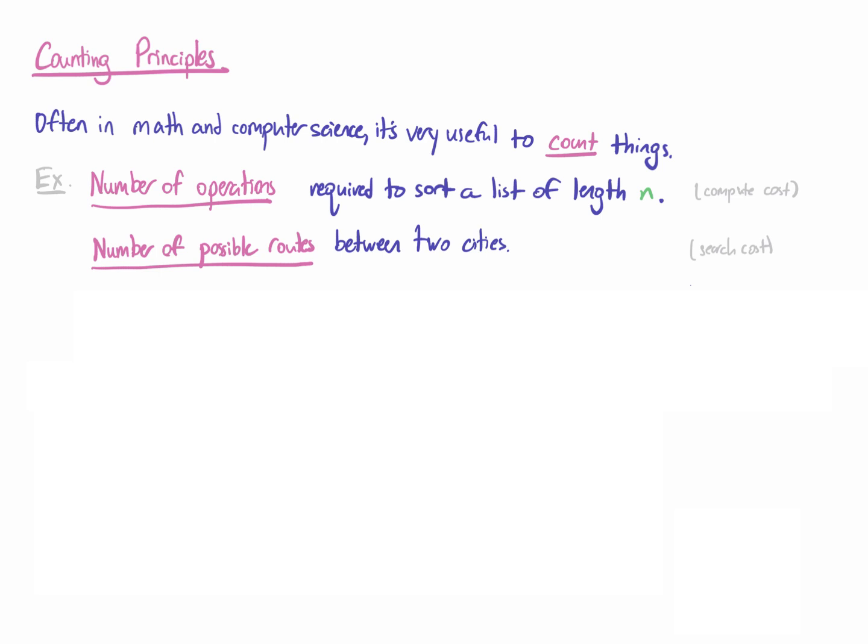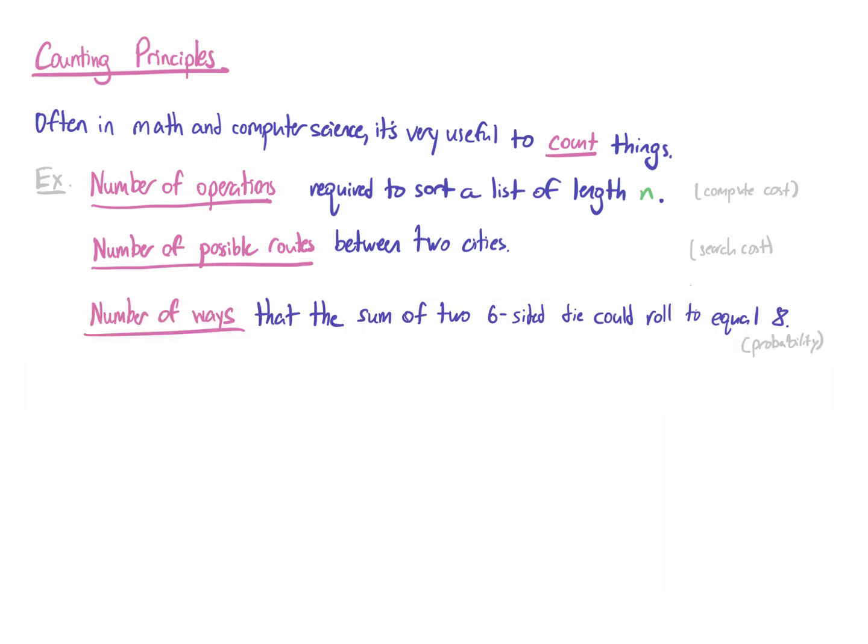One more. Often in computing, we think about randomness, and so we might need to count the number of ways that a random process could have a particular outcome. An example of this would be asking, if I roll two six-sided dice and add together the results, what's the number of ways that I could get eight? This is going to relate directly to the probability that I get eight, and then I can define more complicated things as well. So we're going to consider all of these different applications of counting in different parts of the course.